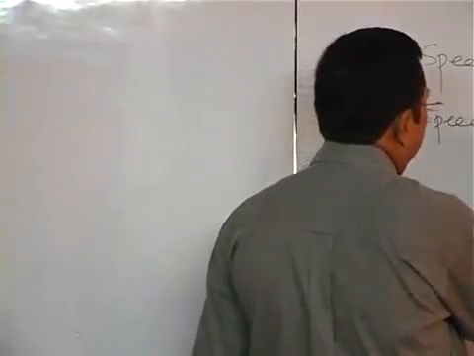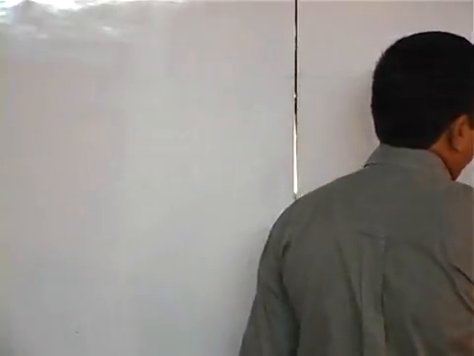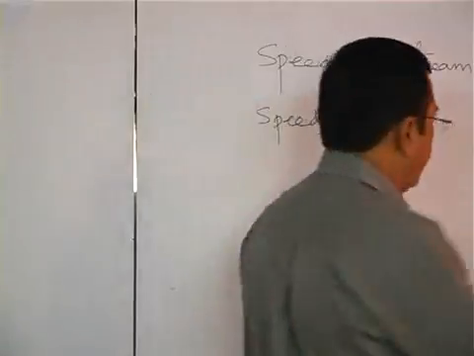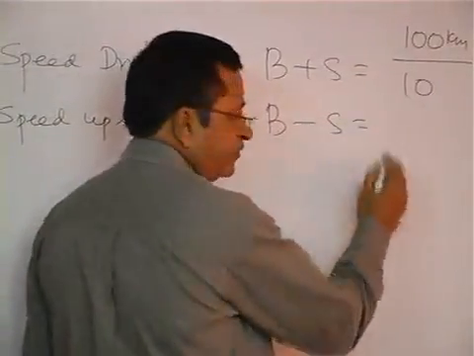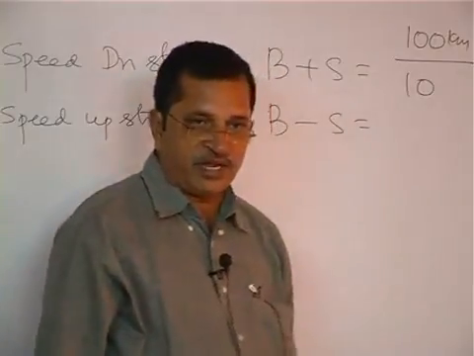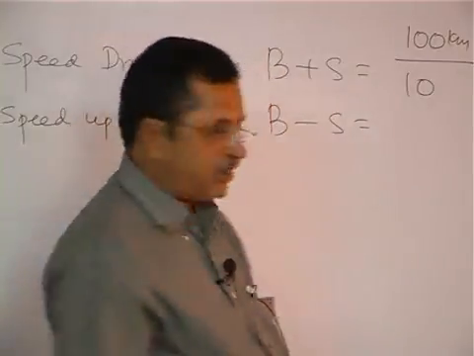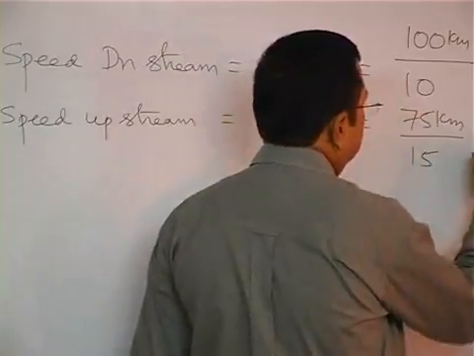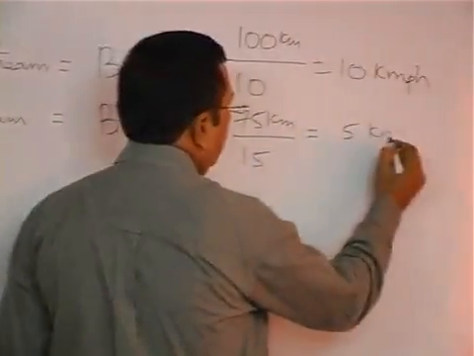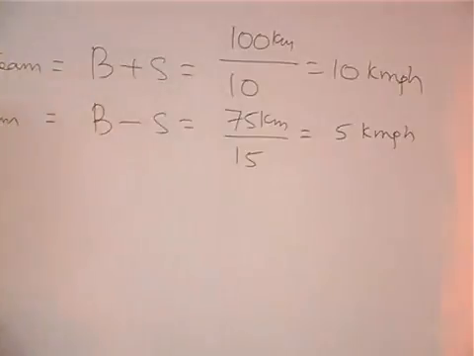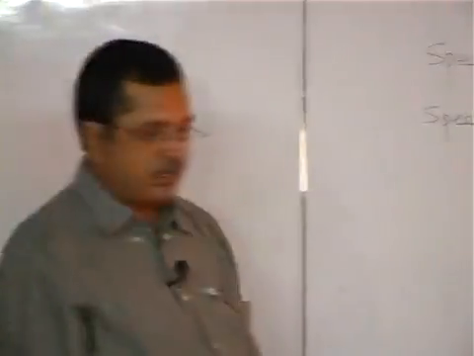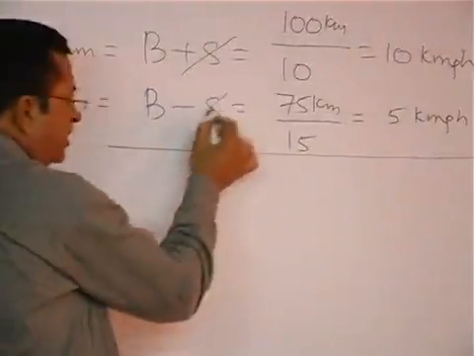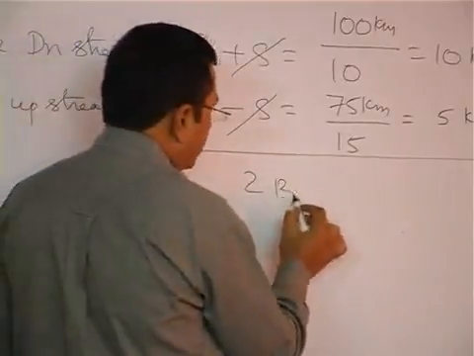Speed upstream. What is the speed upstream means? Speed of the boat minus speed of the stream. What is the data given? 75 kilometers in 15 hours. Distance 75 kilometers traveled in 15 hours. 75 by 15 is 5 kilometers per hour. Find the speed of the boat, he asked. Directly you add, pluses minuses cancel. 2b is equal to 15.